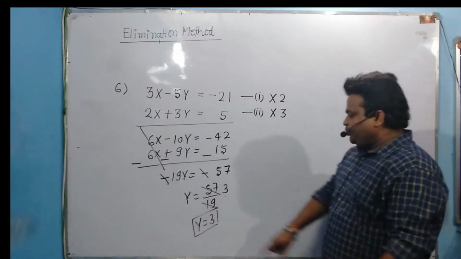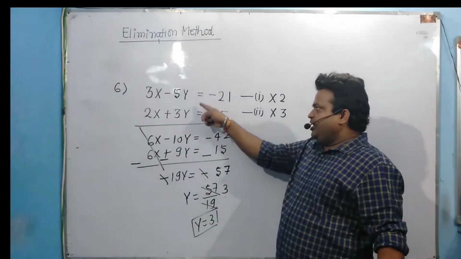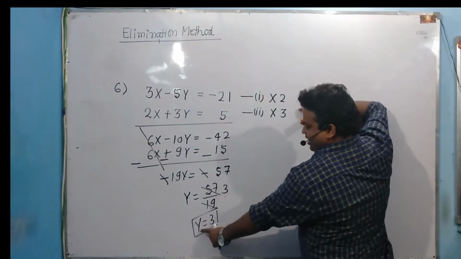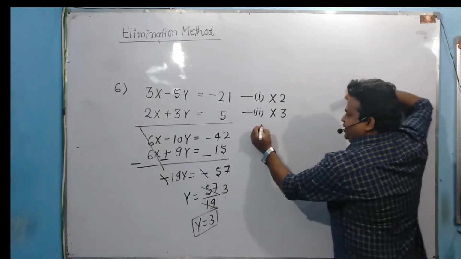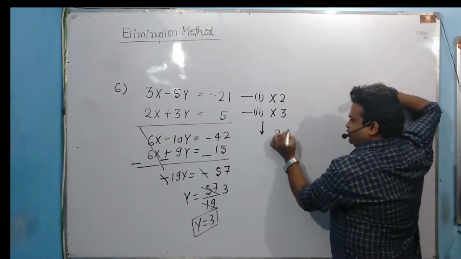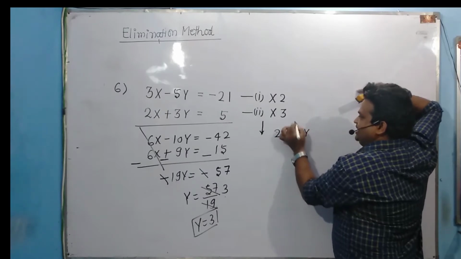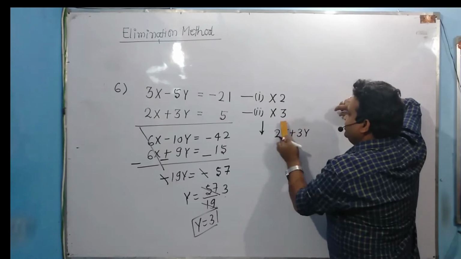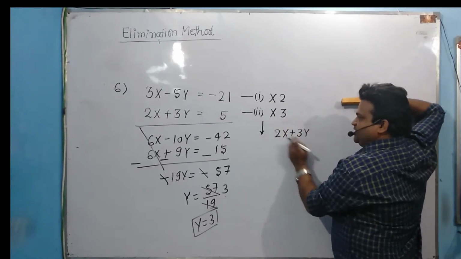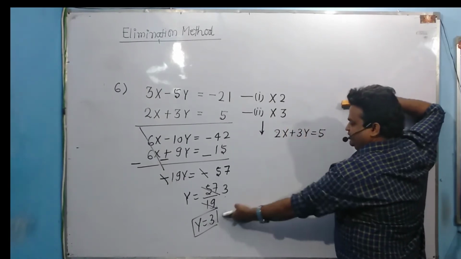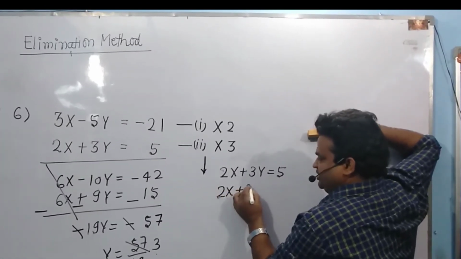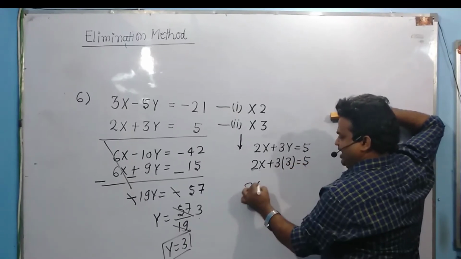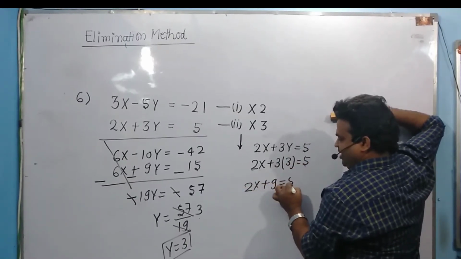Now I am going to put this y variable in equation number 1 or equation number 2. For simplicity I am putting the y value, 3, in equation number 2. So I rewrite equation number 2: 2x plus 3y equal to 5. Now I am putting y equal to 3. So 2x plus 3 times 3 is equal to 5. So 2x plus 9 is equal to 5.